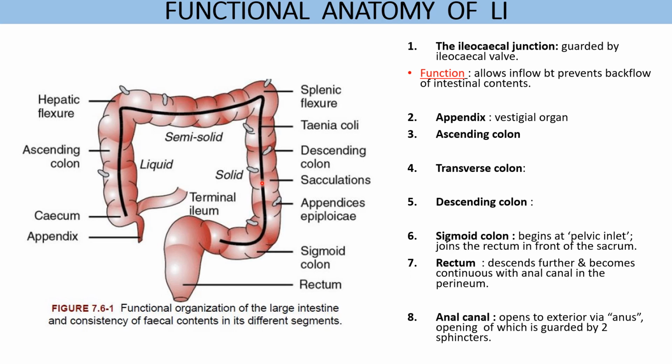Now this descending colon continues as the sigmoid colon, and after entering the pelvic inlet, it joins the rectum. The rectum descends further and becomes the anal canal, and the anal canal opens to the exterior via the anus. The opening of the anal canal is guarded by two sphincters called the internal and external anal sphincters.